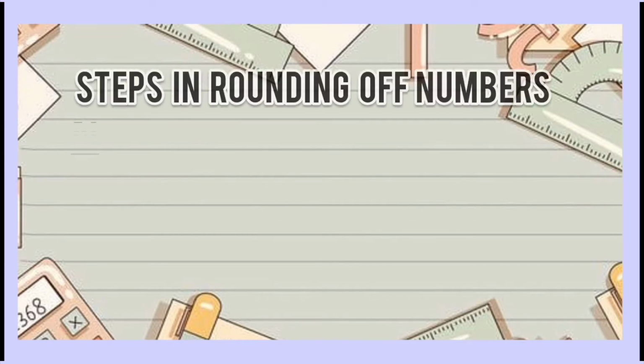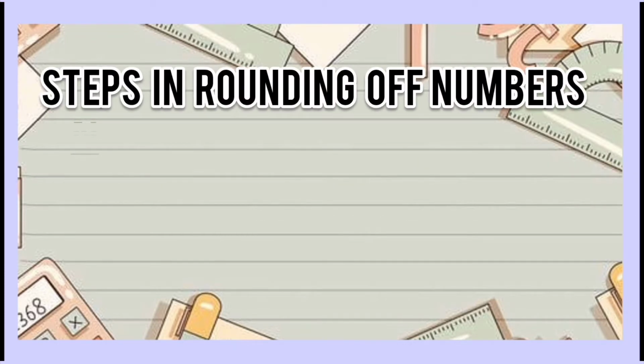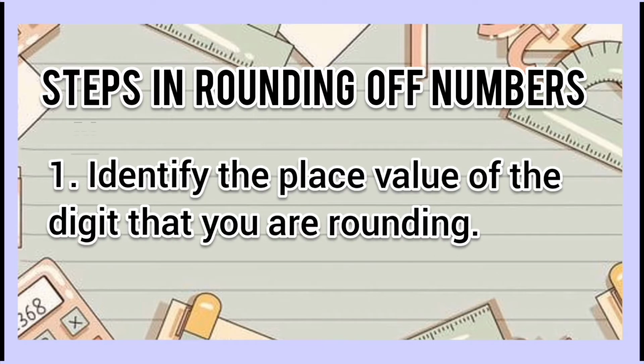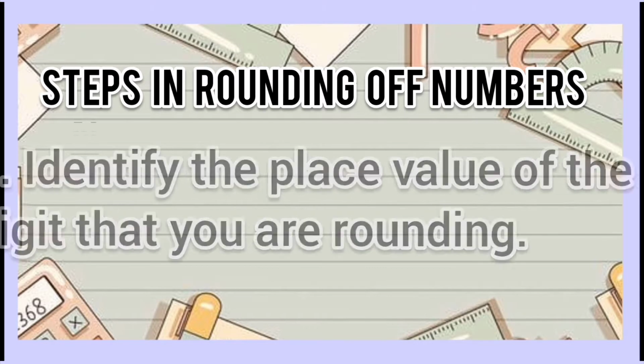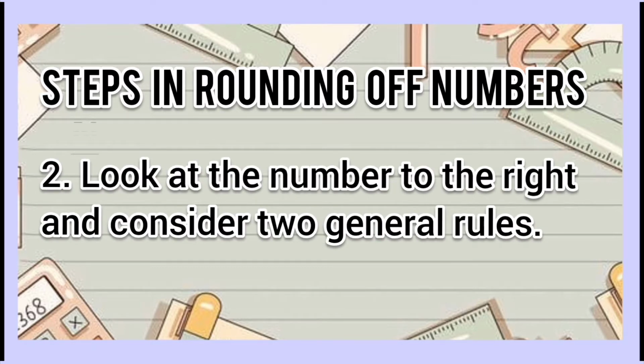In rounding off numbers, there are steps and rules that must be remembered to perform it correctly. Number 1. You must first identify the place value of the digit that you are rounding. Next, look at the number to the right and consider these two general rules.